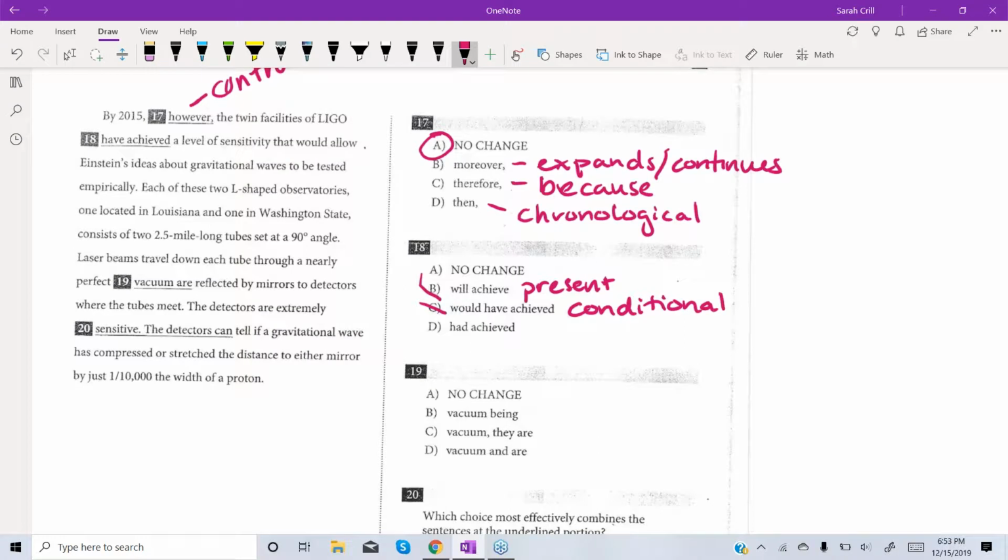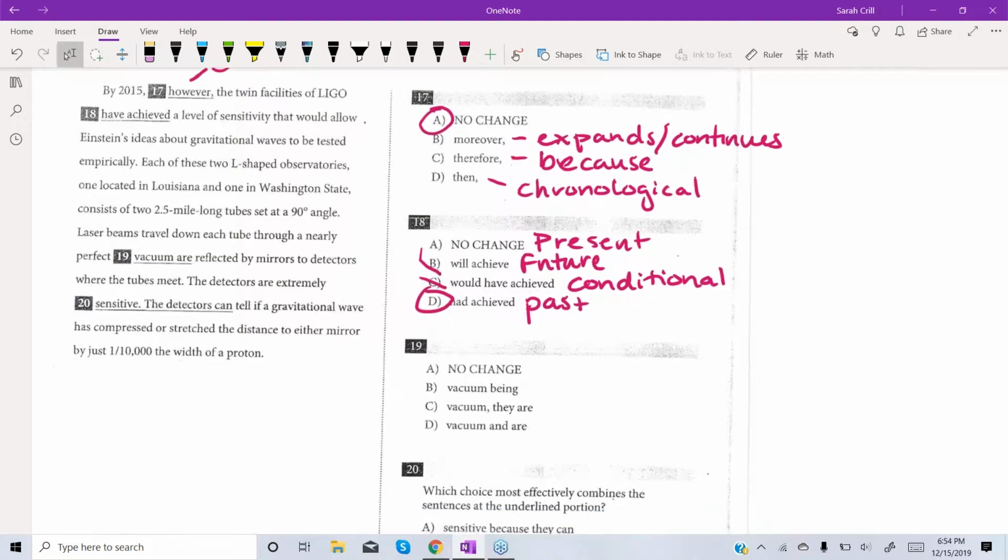It would have achieved if this occurred. So neither of those are relevant. And then we also have the twin facilities of LIGO have achieved. They have done it. That case does not work directly with, okay, so I have is present. Or sorry, will is actually future. Sorry about that. Will achieve something in the future, and then this have is present, and this one is past. So you want to say that this occurred in the past. By this year in the past, they had achieved a level of sensitivity that would allow gravitational waves to be tested.